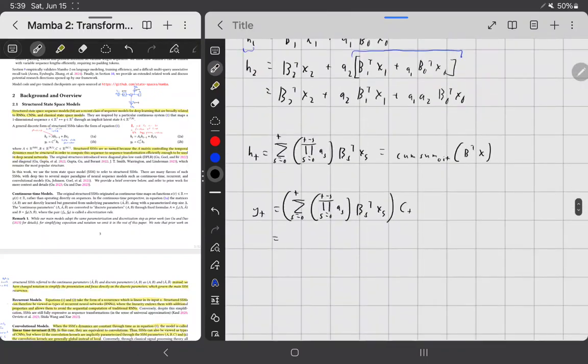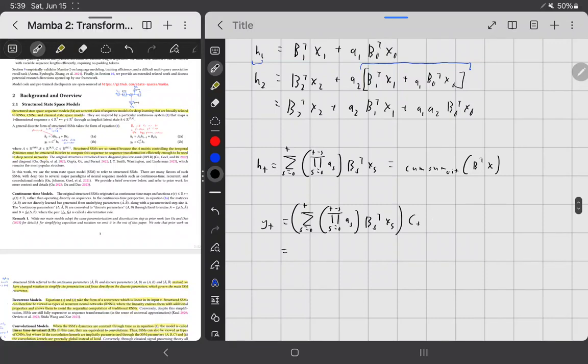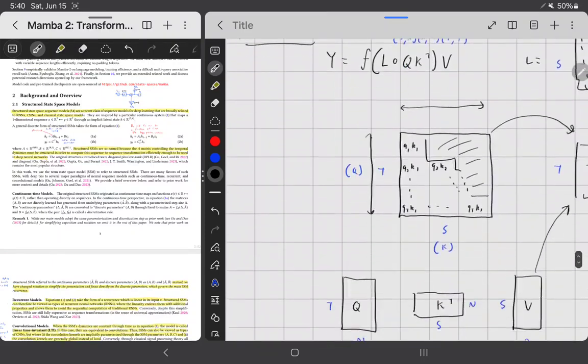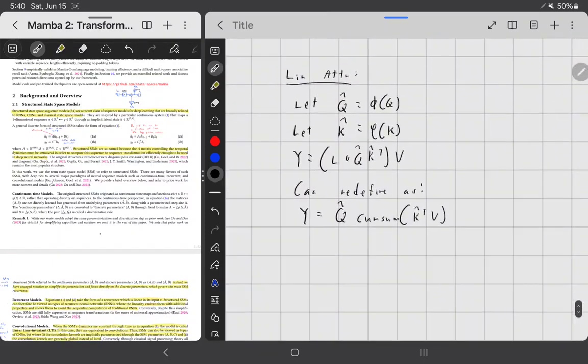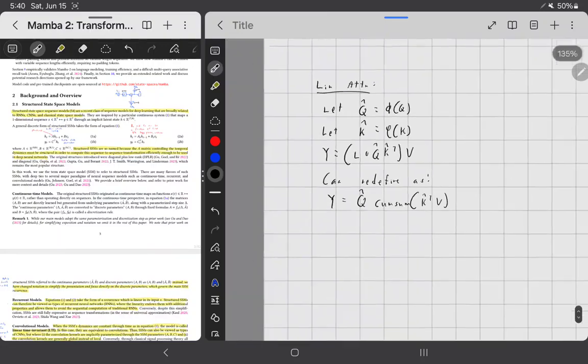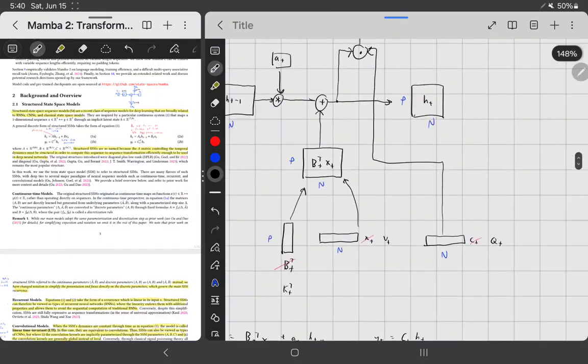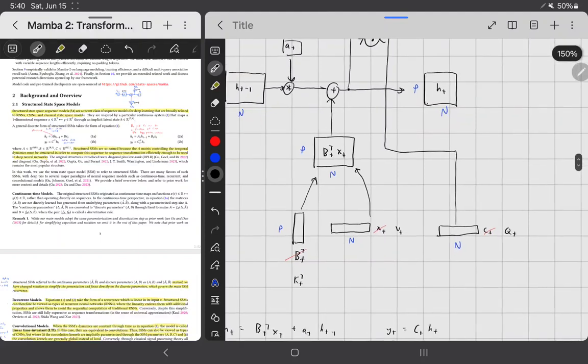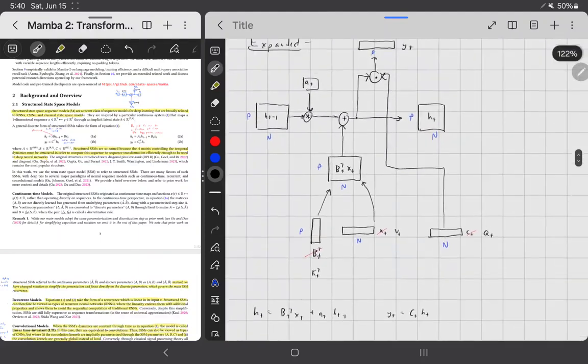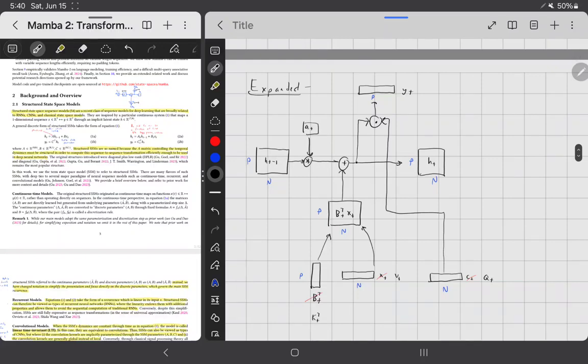Notice how we ended up defining the SSM as a cumulative sum, assuming we make this 1. If we make our A's 1, then we have this cumulative sum operator. And this cumulative sum operator down here is the same as linear attention. And if we just redefine our matrices as Q, K, and V, instead of B, X, and C, then you get the exact same diagram, and you get the exact same formulation, where this is 1.